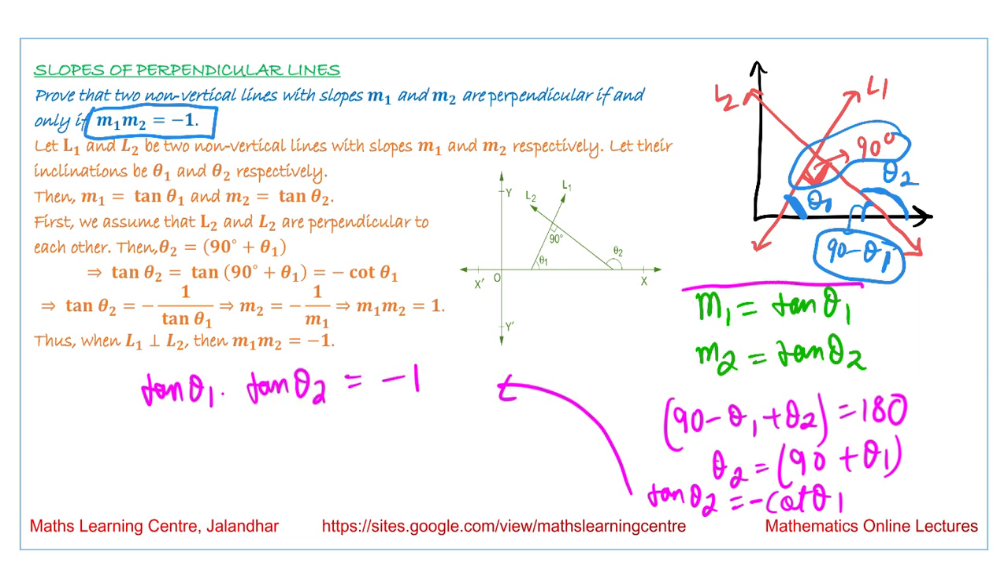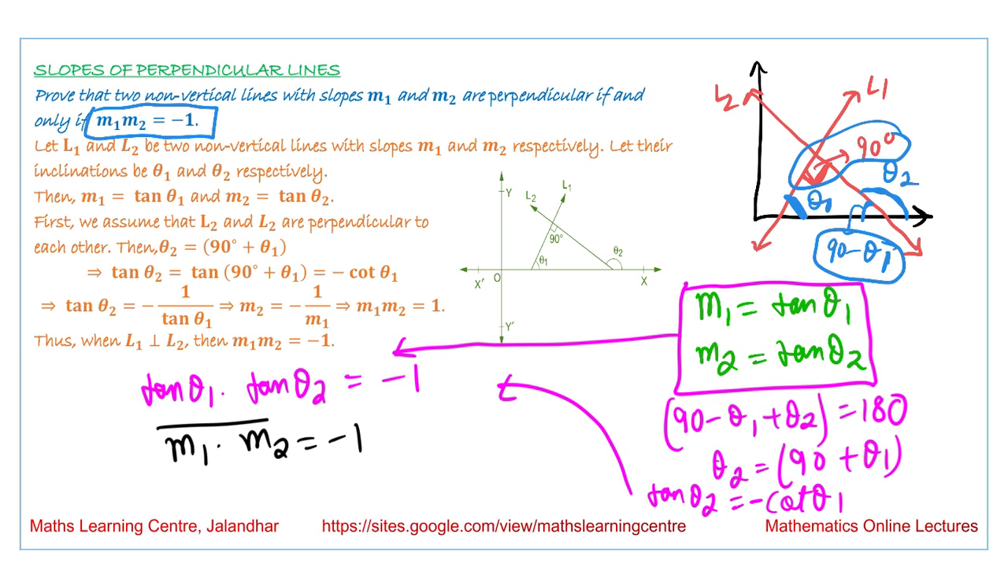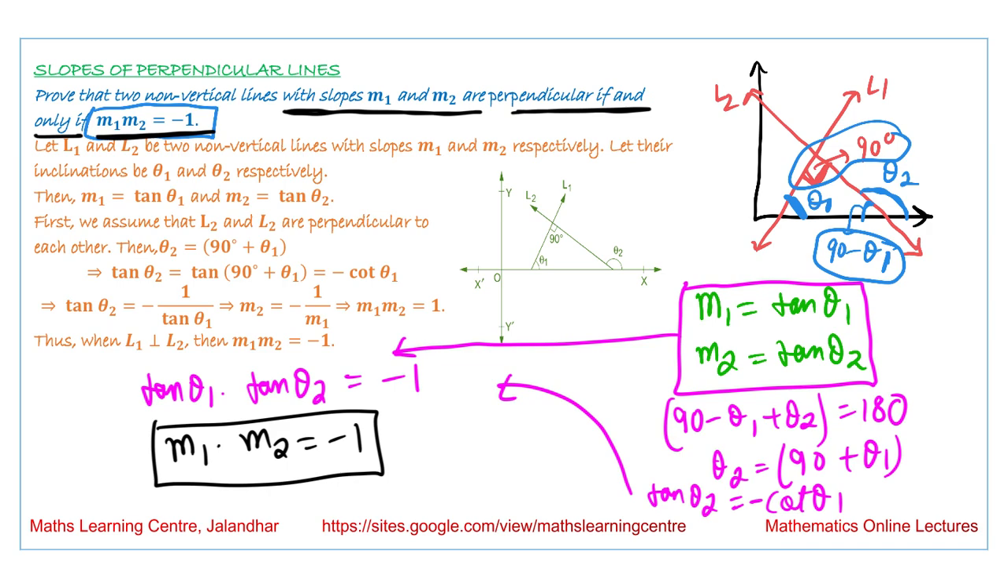So this implies that tan theta 1 into tan theta 2 is equal to minus 1. And what are tan theta 1 and tan theta 2? These are the values for m1 and m2. So we obtain m1 into m2 is equal to minus 1. So we are saying that two non-vertical lines with slopes m1, m2 are perpendicular if and only if m1 into m2 is equal to minus 1.